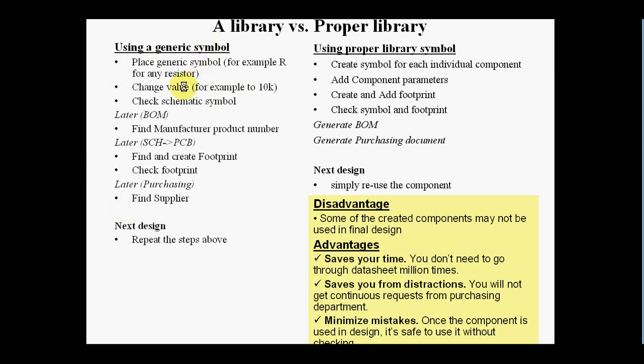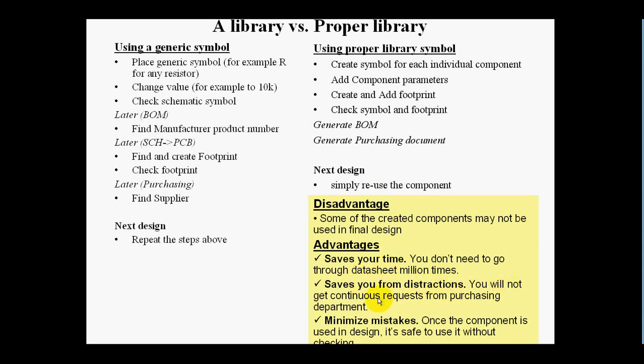It means in this case you just change the value, yeah? And then later you need to generate BOM. It means you need to find the datasheet, find the manufacturer product number, and add it to the BOM. Later, when you transfer your schematic to PCB, again you need to find the datasheet, find the footprint in the datasheet, create the footprint and check the footprint. And after everything is done, you will get an email from purchasing, and they will ask you for a supplier component number, because they can't find it. And you need to go again to your datasheet or to the supplier web page and find the supplier number there.